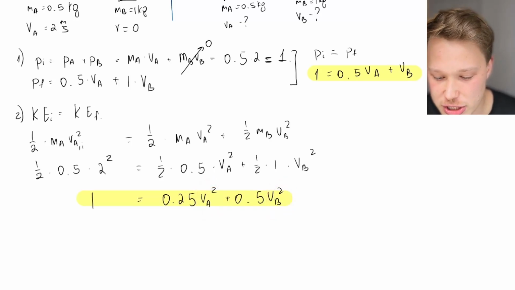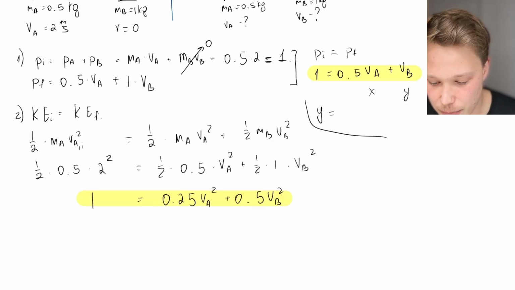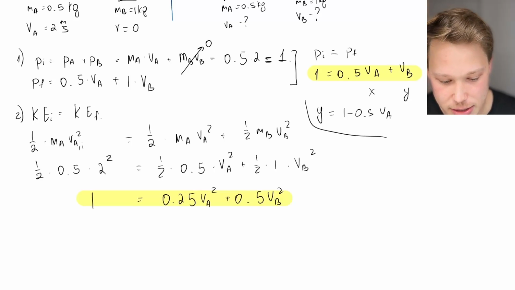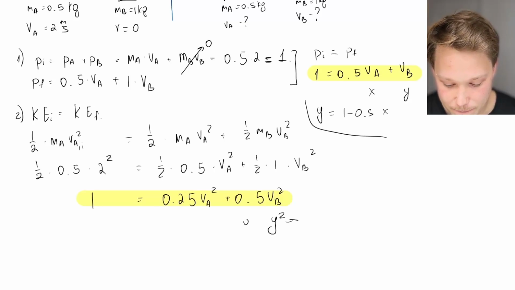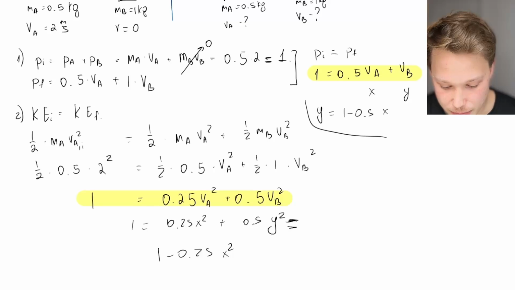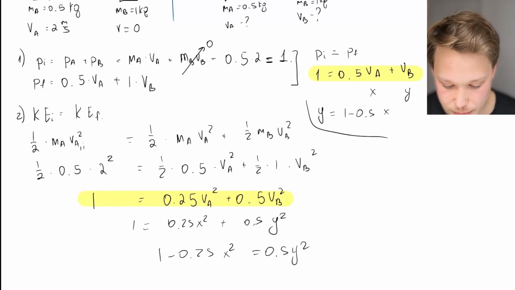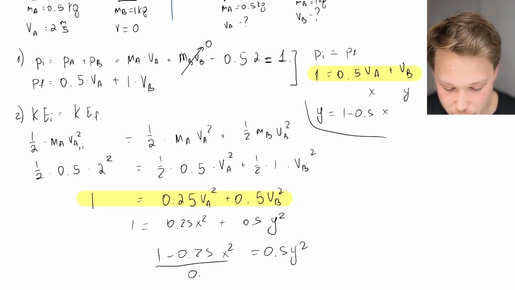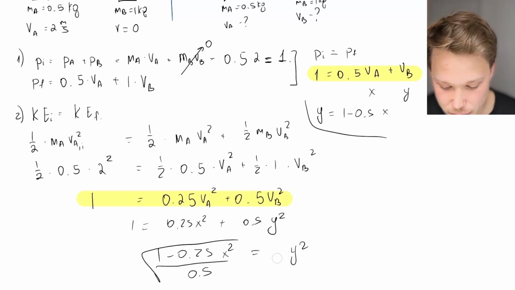So what you can do is say that one of them is x and one of them is y. For example, one of your equations will be y is equal to 1 minus 0.5 VA, or x. So you can put that into your calculator. Then you can rearrange this equation for y. So 1.25 x squared is equal to 0.5 y squared. Then I would divide by 0.5 and take a square root to rearrange for y.